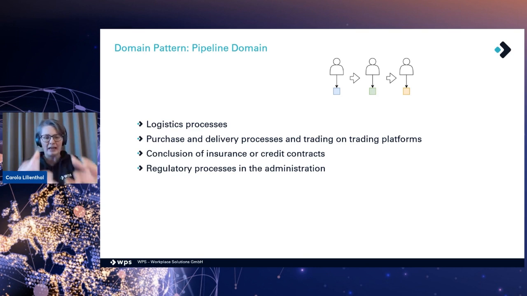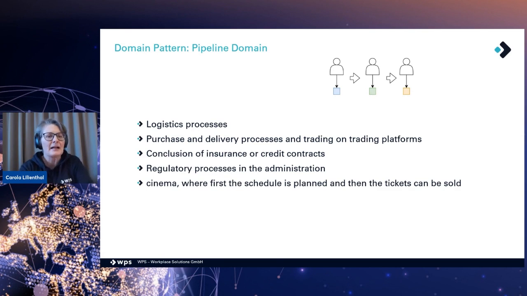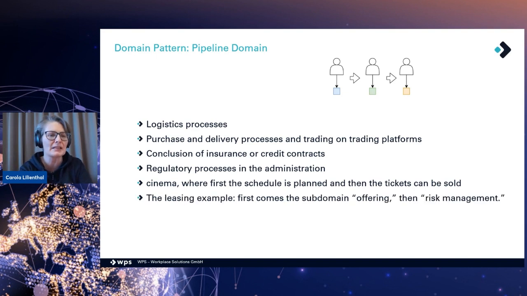You have to hand in some form, then the form is checked, and there's a signature or a stamp on it, and then it goes on to the next post who sends you another paper, and so on. A cinema example, cinemas follow that same pipeline domain pattern. At first, the program is organized, and then tickets are sold, and then you get into the cinema. So there is a clear step-by-step proceeding.